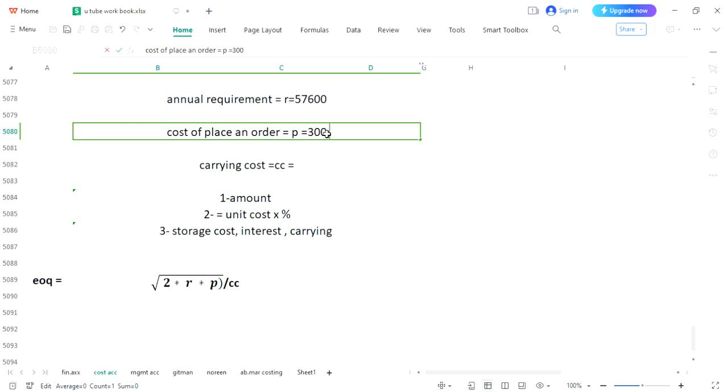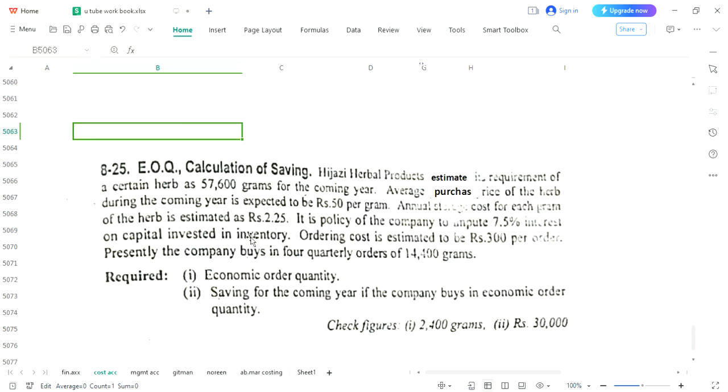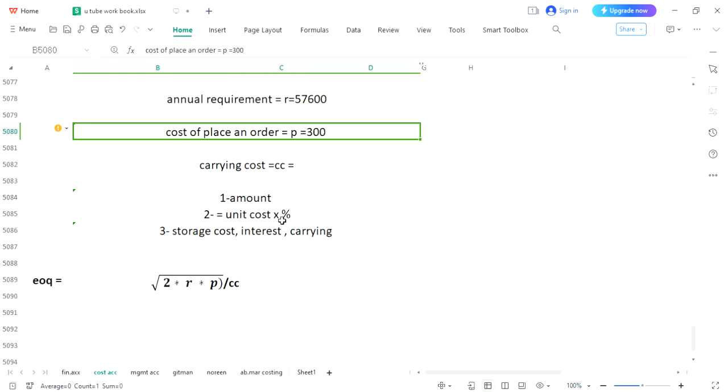Now we will see carrying cost. As I have told you, there are options. It may be possible that an amount is given, it may be possible that a percentage is given, and third is the option when neither amount is given nor percentage is given. Rather, they have provided three different things. So let's get back to the question and see how carrying cost is given in our question. Over here, it has been mentioned annual storage cost. This word is storage. So it has been confirmed that the third option would be used.